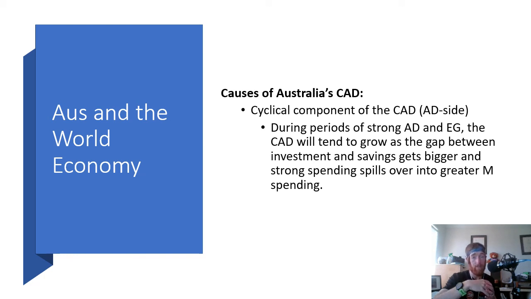Then often on the opposite side, when things start to slow down, when we have weaker aggregate demand and we go into a contraction, one of the first things people stop doing is buying imports, because they're going to buy just the staples they need to get by because they don't have as much money for luxuries. And so that import spending starts to slow down, and it can make the current account deficit smaller overall when we're in a slower or weaker period of aggregate demand.